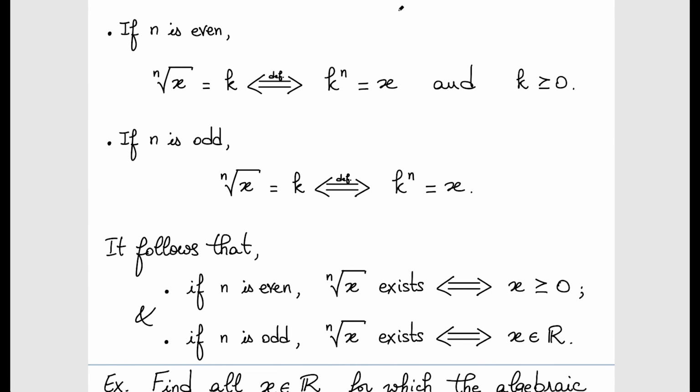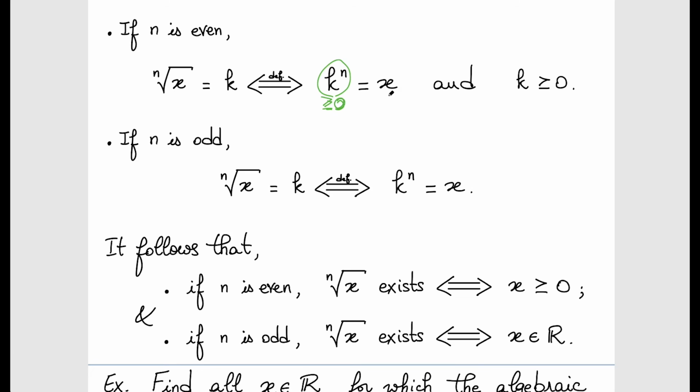Okay, so look, in the context when n is even, k to the power n, right? If you raise any real number to an even power, what do you get? You get a non-negative number. This is certainly greater than or equal to 0. And who's this guy? It's x.